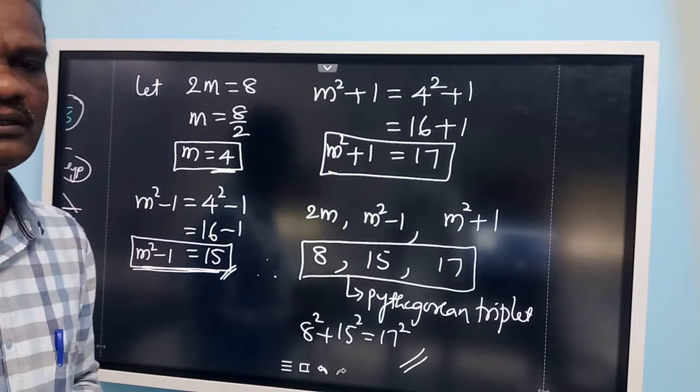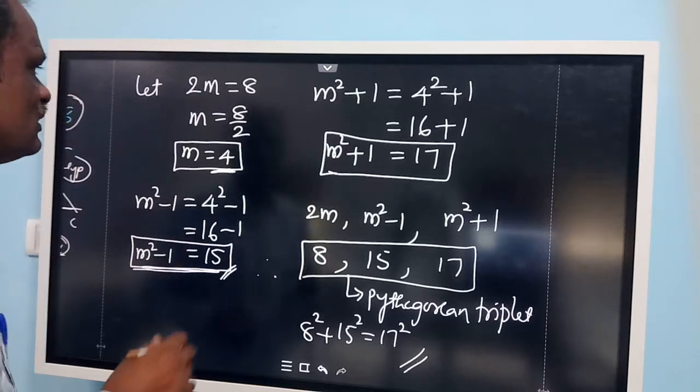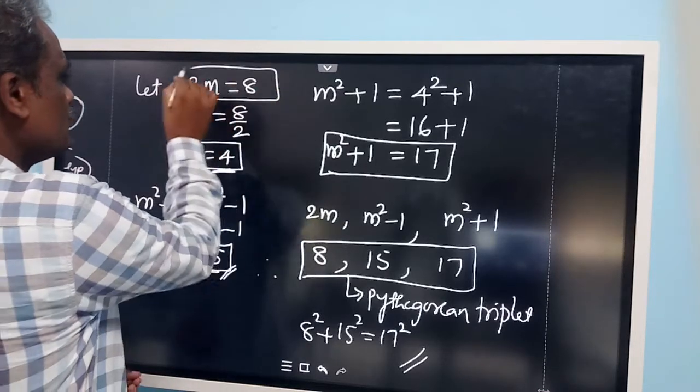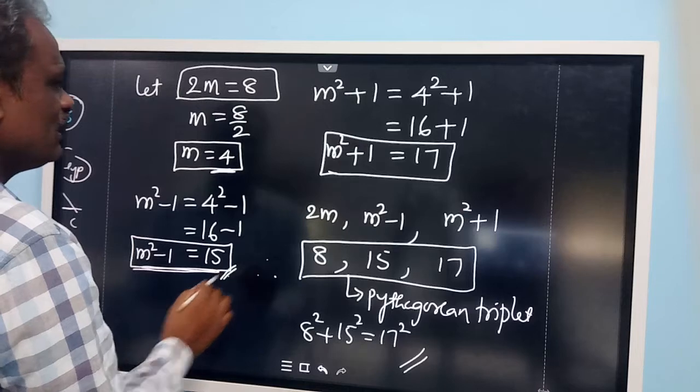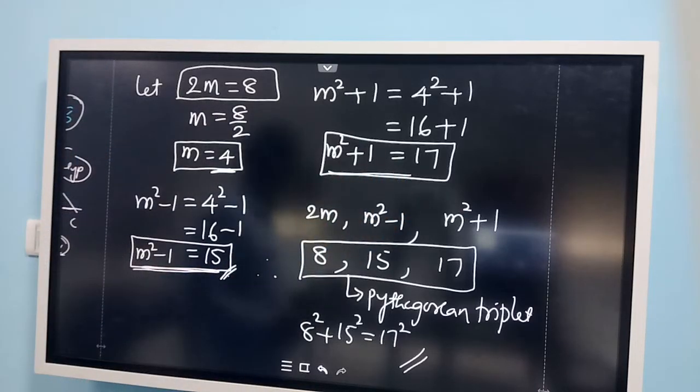If one member of the triplet you know, then the remaining two can be identified using 2m, the other one m square minus 1, then m square plus 1. Using this, the remaining can be identified very easily. Is it clear?